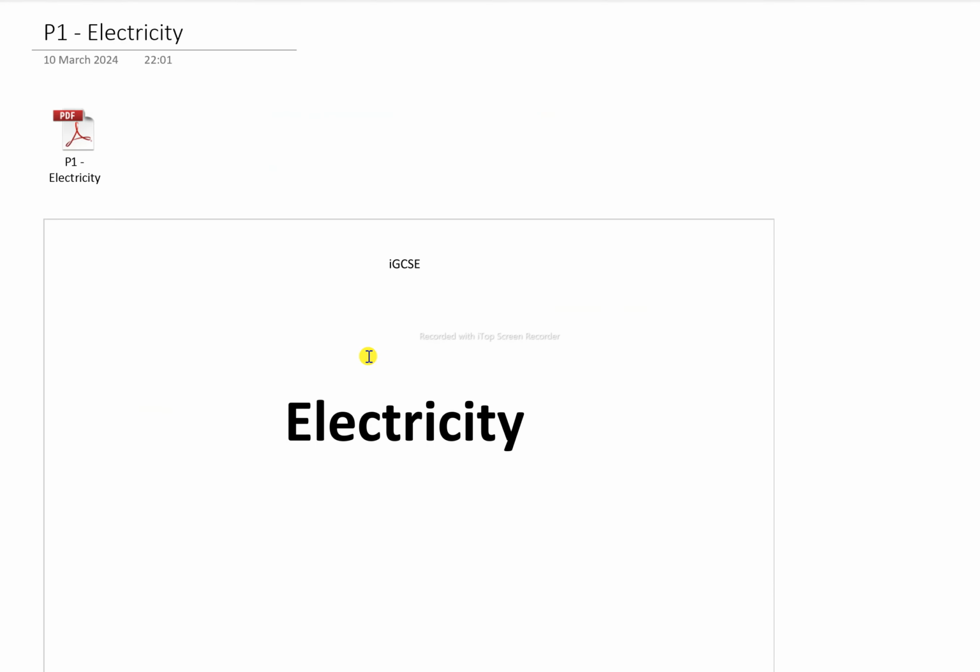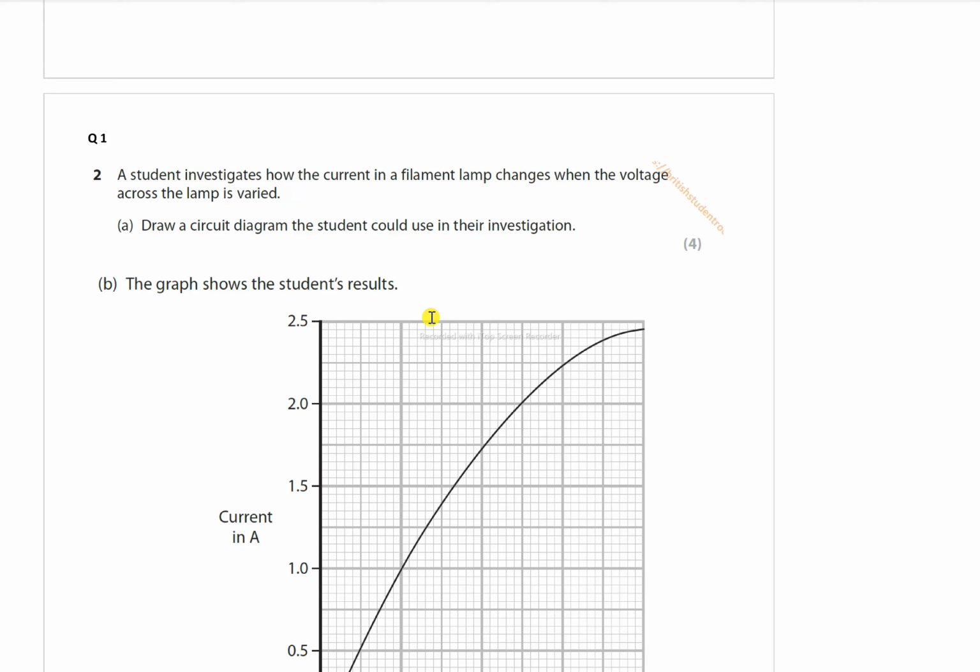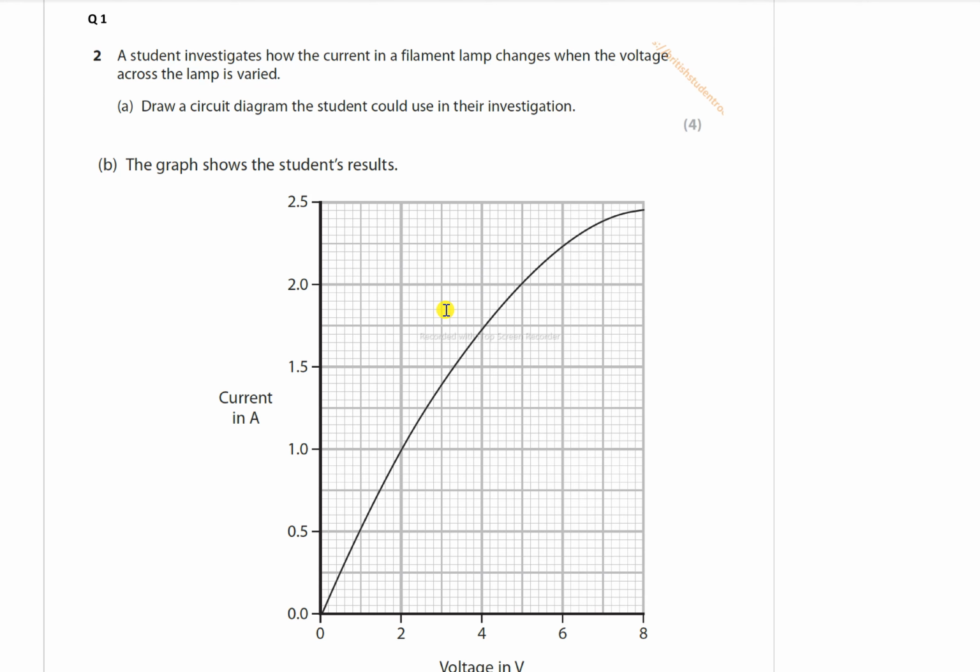Right, we're looking at this topic, electricity in IGCSE physics. So what we have here is a student investigates how the current in a filament lamp changes when the voltage across the lamp is varied. Draw a circuit diagram the student could use in their investigation.